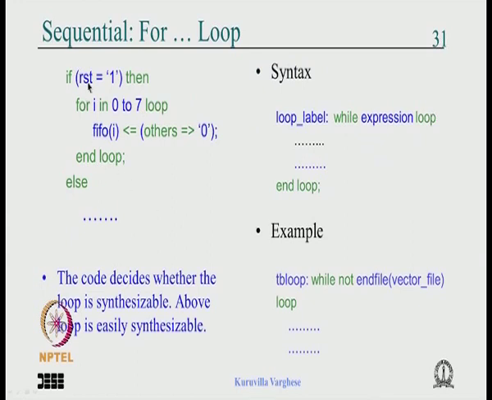So the sequential loop, the syntax is for I in something, 0 to 7, loop, instead of generate, end loop, and you write statements here, okay, that is the syntax. And here I am showing a for loop, like: if reset is 1, for I in 0 to 7, FIFO(I) <= 0, end loop, okay. There are other ways of writing this. You could write without a loop if you want, but it is just an example.